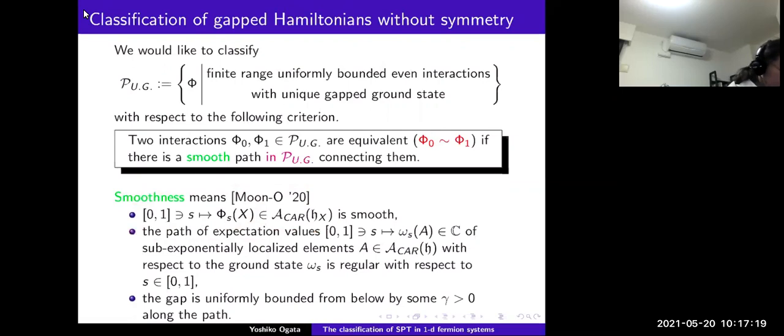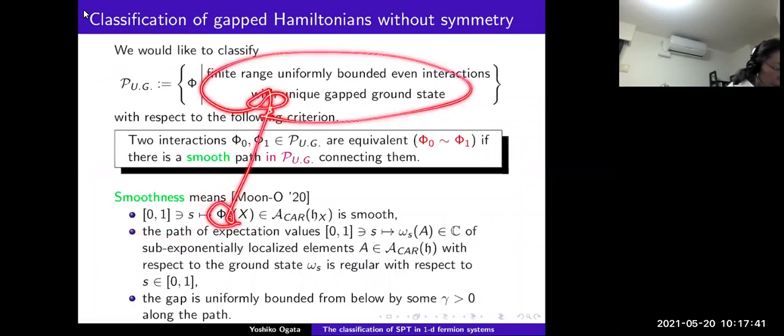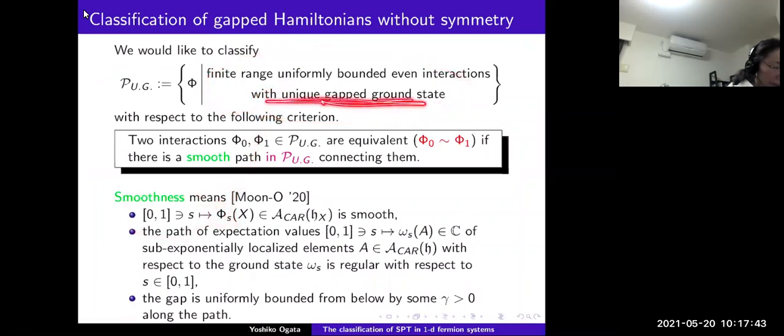And the second one is about the expectation value of a local observable with respect to the unique ground state. It is as follows. First, note that for each parameter S, our interaction belongs to this set. So in particular, it has a unique ground state. And I denote this ground state by omega S here.